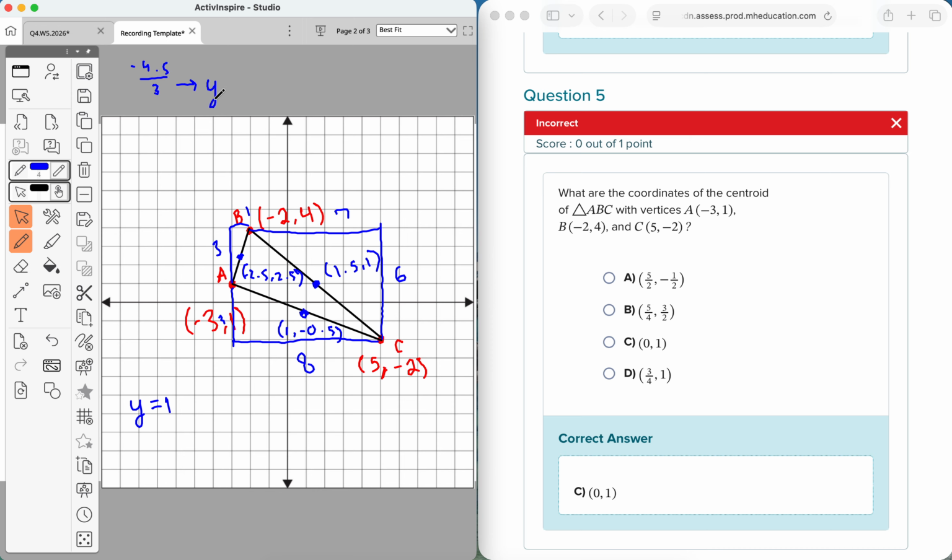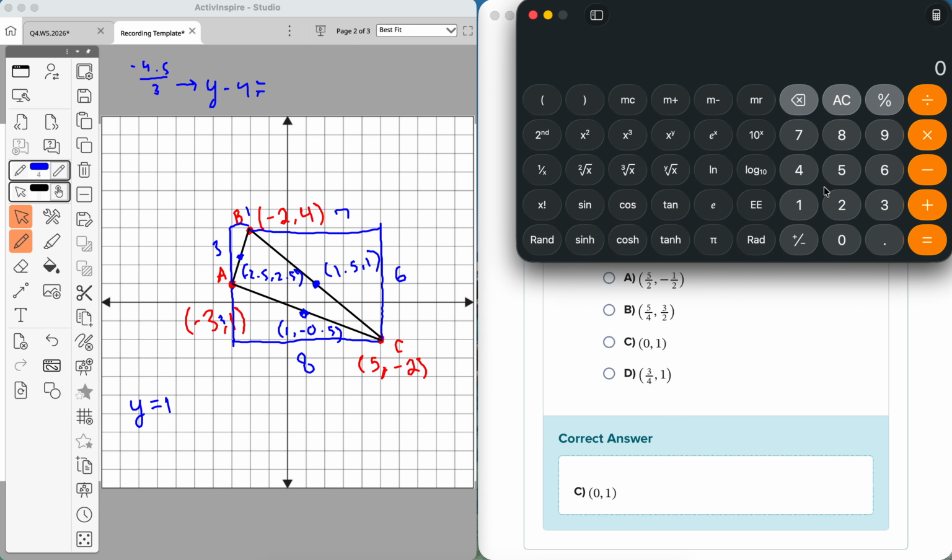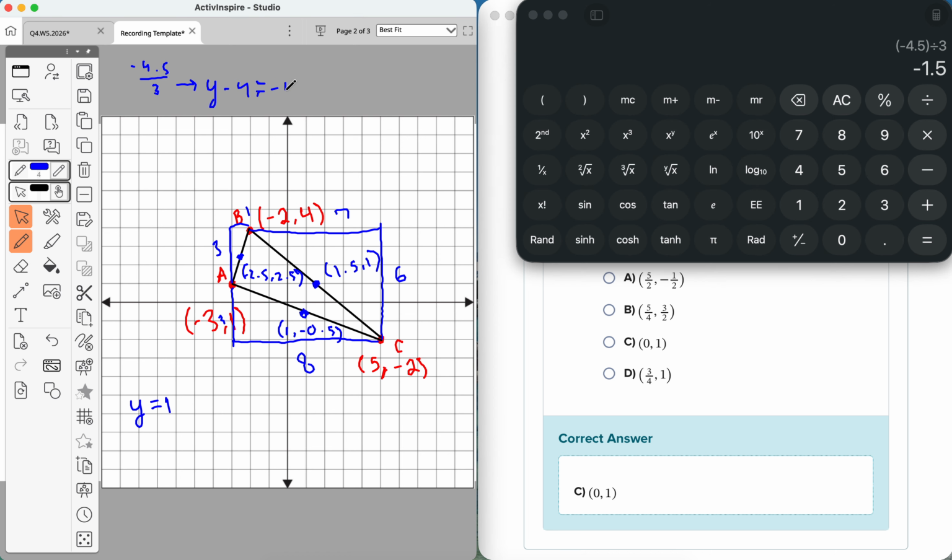Point slope form looks like y minus y1, 4, equals the slope, so -4.5 over 3. Let's try to make that into a nicer looking number, because I don't want to distribute that big fraction. Oh, but dividing by 3 is, okay, there we go, -1.5. I knew that. So our slope is negative 1.5 times x minus x1, the x-coordinate, which is negative 2. So let's make this a plus, because minus and negative is just plus. This is going to give us our equation in a moment.